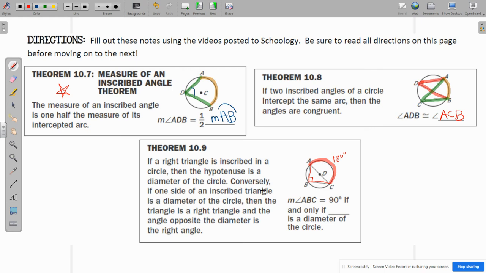Conversely, if one side of an inscribed triangle is a diameter, then the triangle is a right triangle and the angle opposite the diameter is the right angle. So you can kind of go the opposite direction with it. So again, if the measure of angle ABC is 90 degrees, then that's true if and only if that segment AC is a diameter of the circle.